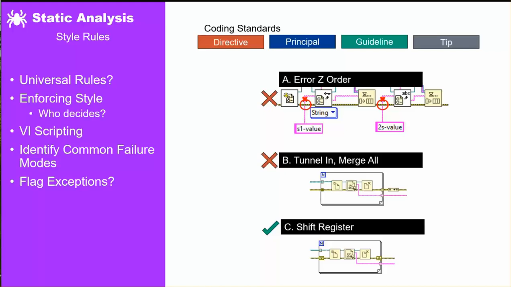So some developers really want their errors to be underneath all other things. They want the Z order to be underneath. This is purely cosmetic. It does not impact the code. But if I want to enforce this, I can. I can go in and say, make sure the error wires are behind everything. And if not, I can actually automate that and set it.